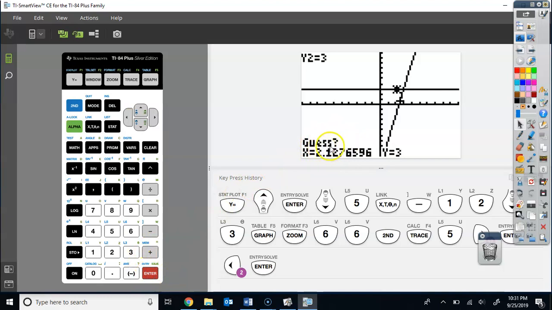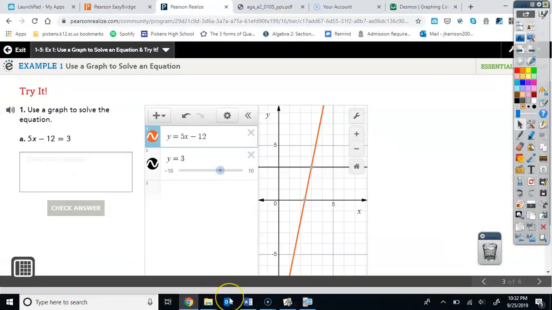The last thing it's going to tell me to do is guess. Notice when it says guess, that's when I'm going to move my cursor over and try to get it as close as I can to that intersection. Press enter, and it tells me that it intersects at 3, 3. That is the exact same thing that we found when we looked at it using Desmos. It would be the exact same thing that we would find if we did this by hand, because these are both linear.